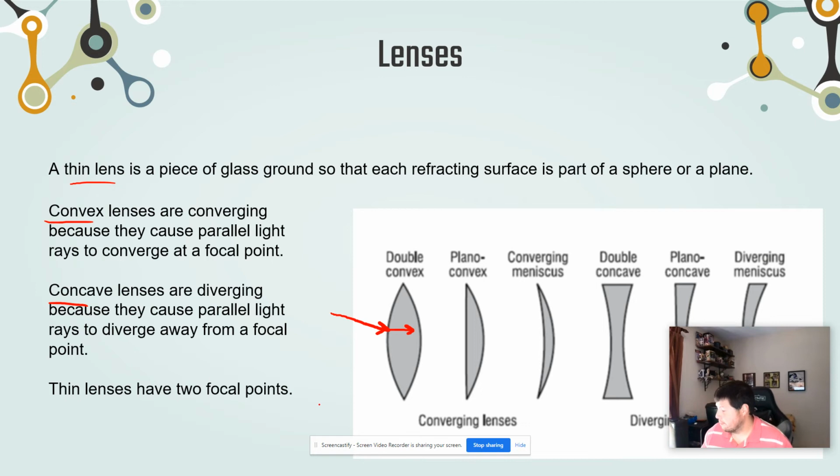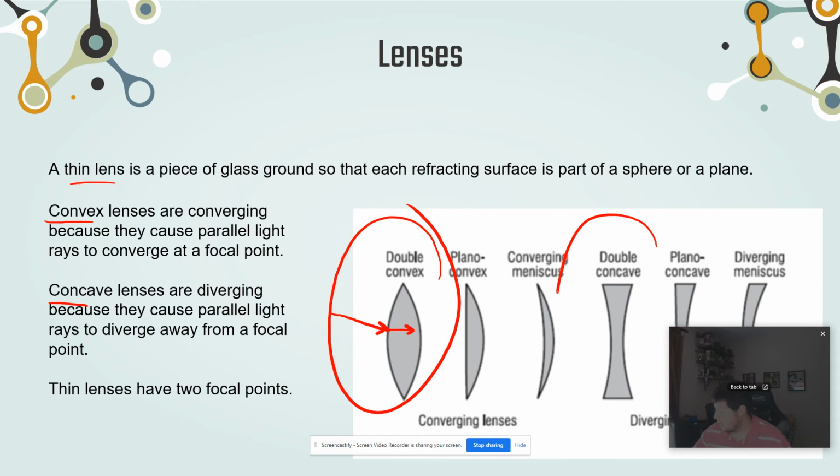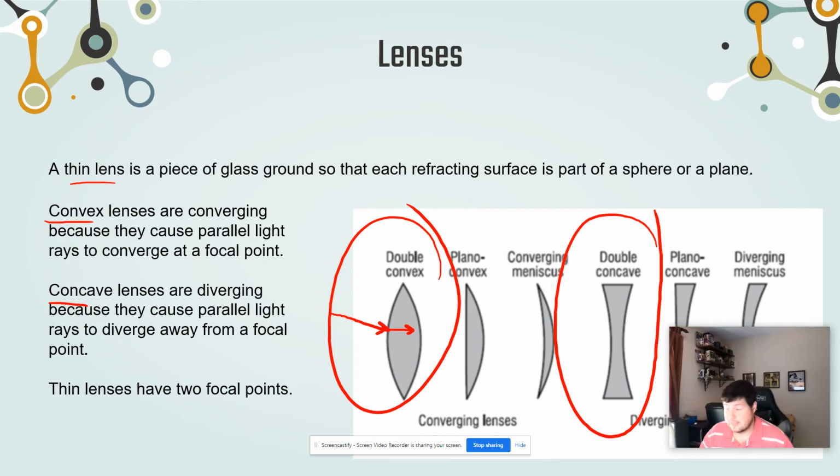So here are a bunch of examples of different lenses. You might have seen lenses, for example, if you have glasses that look like some of these, but we're going to stick mostly with the concave and the convex simple lenses for our situations here.